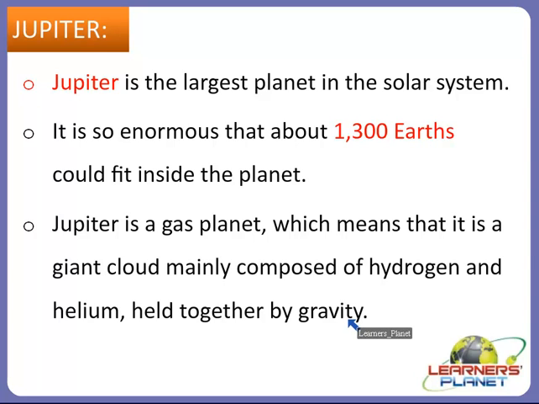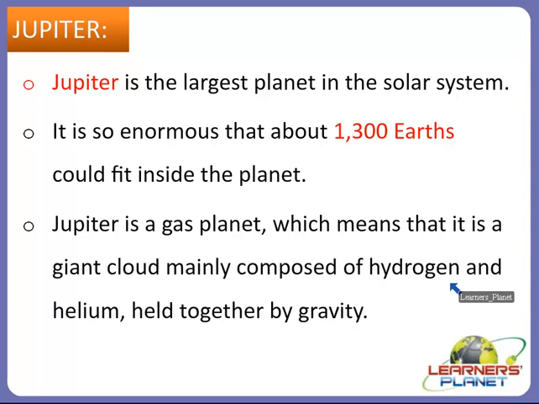Helium is present at the center of the sun and hydrogen is surrounding it, where this process of conversion of hydrogen into helium constantly takes place in the sun. Right? In the same way, Jupiter is also a gas planet. Sun is a star, but Jupiter is a planet, which means it is also a giant cloud, but it is mainly composed of hydrogen and helium.